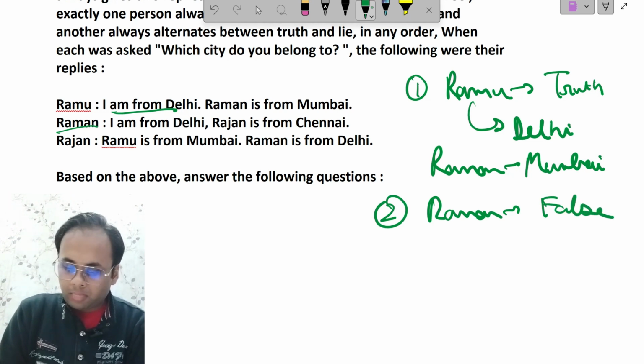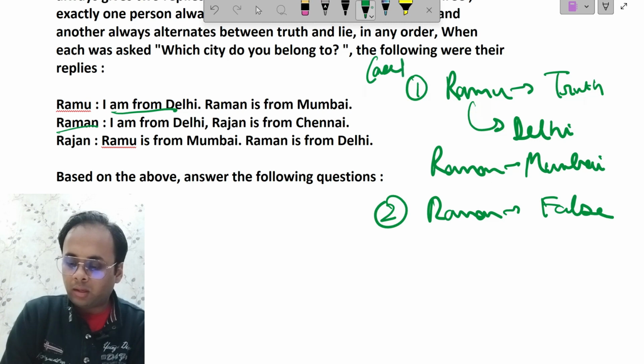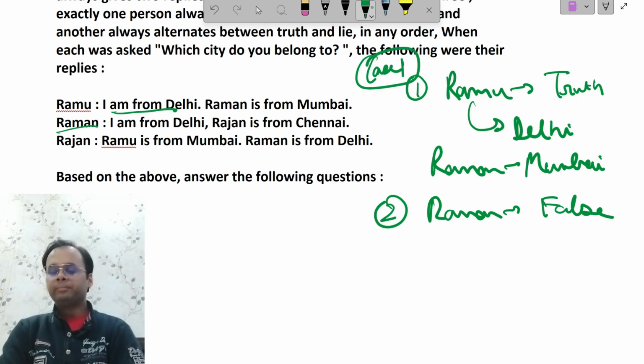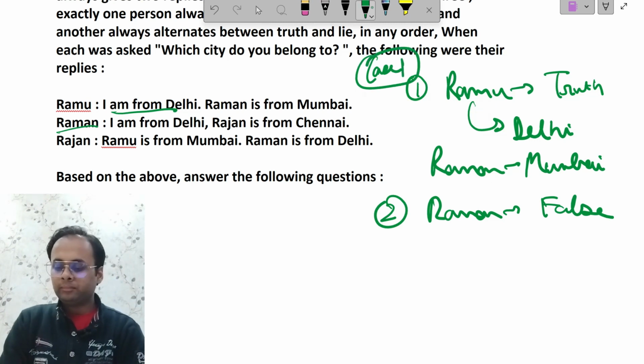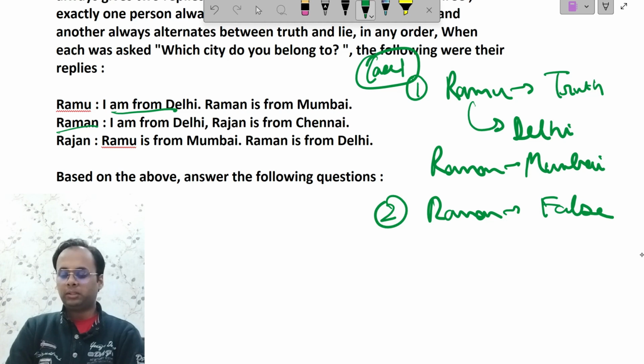Okay, so Raman says that he is from Delhi. This is all about case number one, whatever I am discussing. The first thing is about Ramu. We are assuming that he is the truth teller. Ramu says he is from Delhi, so I have marked Delhi against Ramu. And he says that Raman is from Mumbai, so I marked Mumbai against Raman.